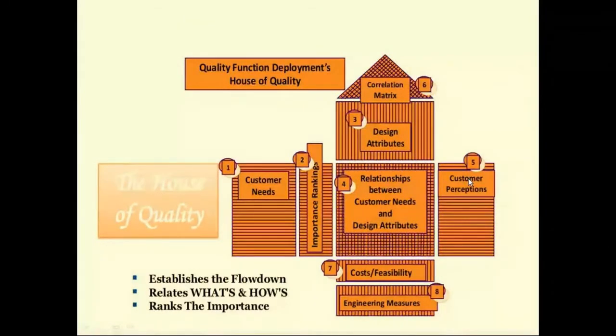So their perceptions can be filled out here, and a comparison of how your product is working and how the product of your customers can be calculated over here and placed. Then after the 5th, you have here the correlation matrix.